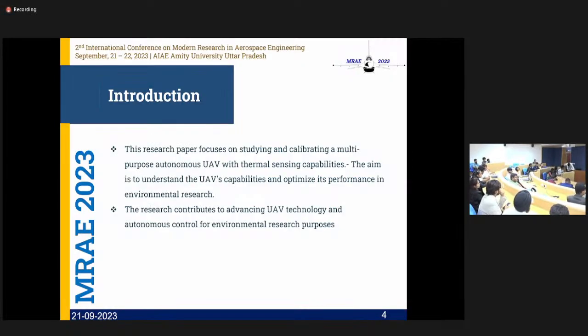The research paper that we have published and are focusing upon is the calibration of a multi-purpose autonomous UAV with thermal sensing capabilities. The thermal sensing capabilities concern how it can detect wildfires and various other global heat tracking measurements. This can also help environmental research.